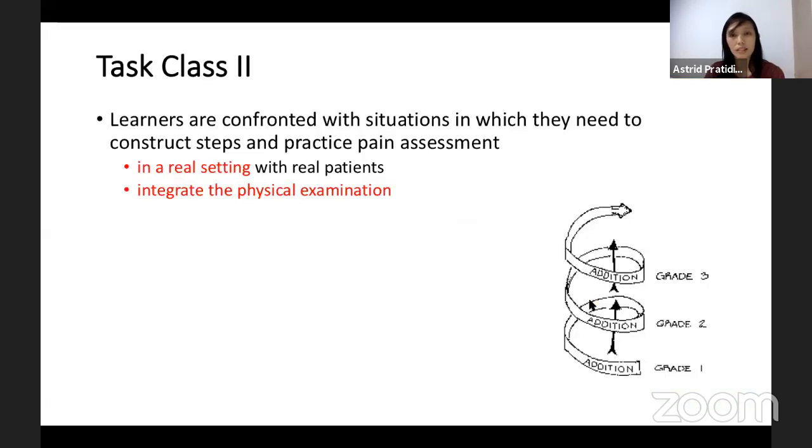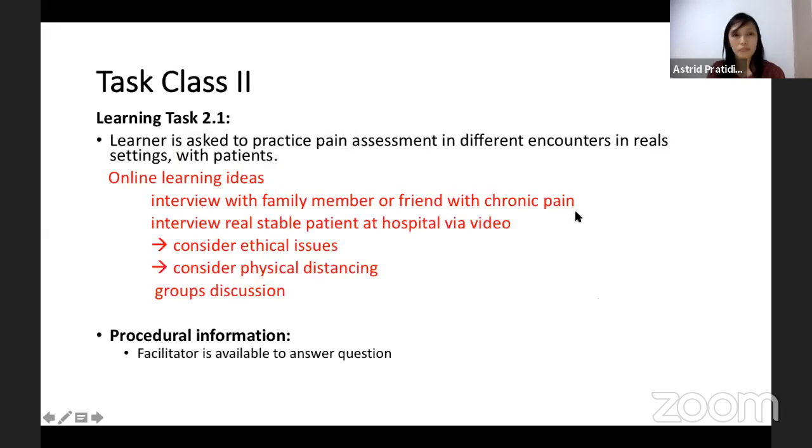This is the task class 2. So in the task class 2, the complexity is increased by asking the students to learn in a real setting with real patients, and also by integrating the physical examination. So by doing this, you can see the spiral. In the learning task 2.1, learners can be asked to practice pain assessment in different encounters with real patients.